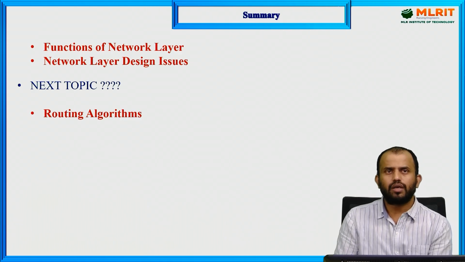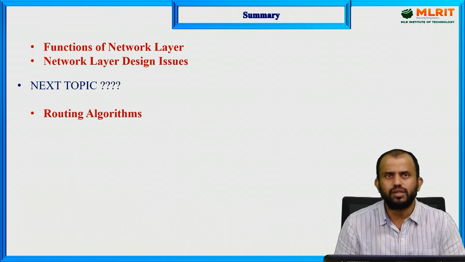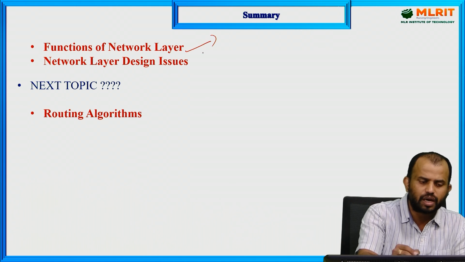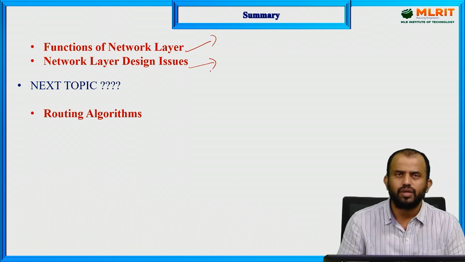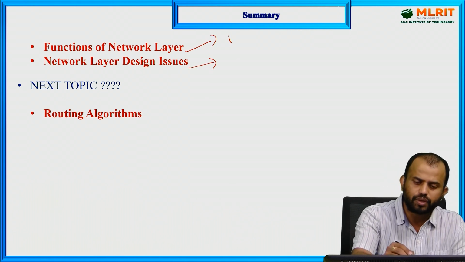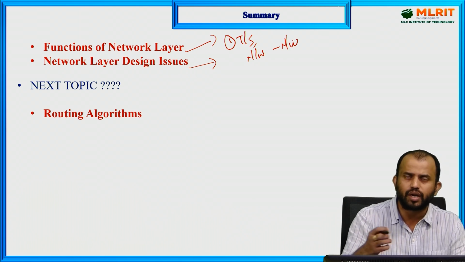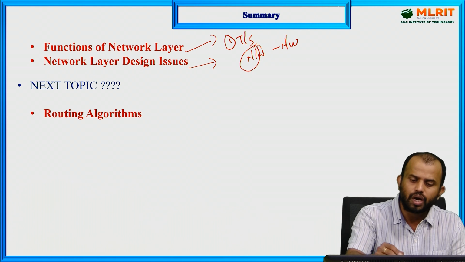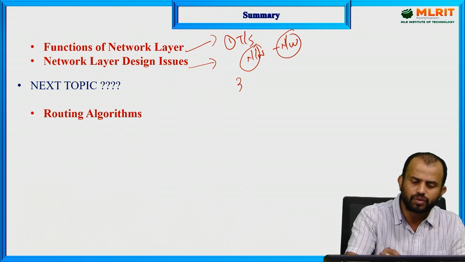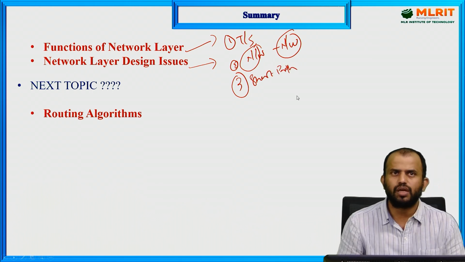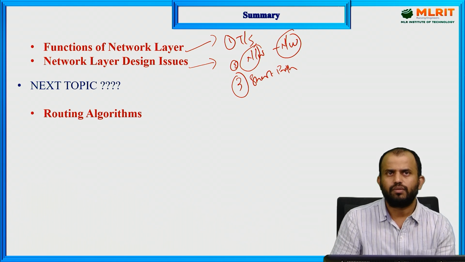So I'll conclude this session. In this session, we discussed the functions of the data link layer as well as its design issues. So what are the functions of this layer? It has to provide services to the transport layer, and it has to provide services for information transmitted from one network layer to another, or possibly from one network domain to another network domain. Apart from this, another important thing is that we have to choose the shortest path algorithm. That is one of the major advantages of this network layer.